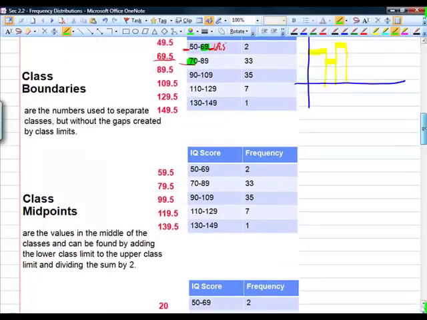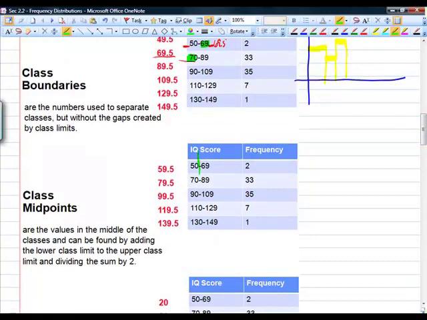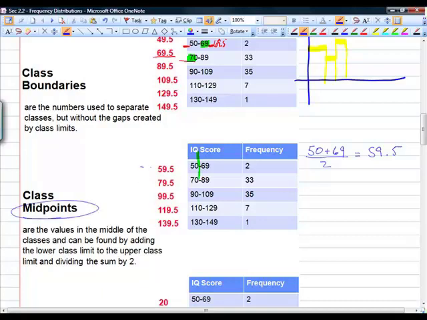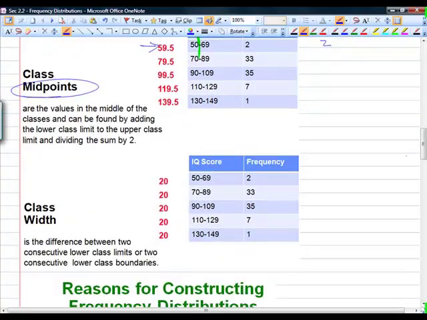Class midpoints would be the number that is exactly halfway in between 50 and 69. How do you determine what number's halfway in between there? You take an average. If we were to add together 50 and 69 and divide that by 2, we end up with 59.5. It's the number that is in the middle here. The class midpoints are the middle value in each class. So the class midpoints are the values in the middle of the classes, and they can be found by taking the average of the two numbers, the lower class limit and the upper class limit. Class width now is how wide the class is.